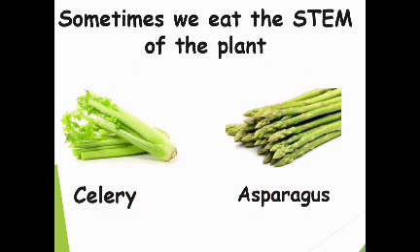Sometimes we eat the stem of the plant. We have celery and asparagus. Celery and asparagus are stems. Celery is used in making yummy soups, and it can also be used as a side dish. Asparagus is also used to make soups. Sometimes it's used to make salads, and it is usually mixed with other foods. So remember, when we eat celery and asparagus, we will be eating the stem of a plant.